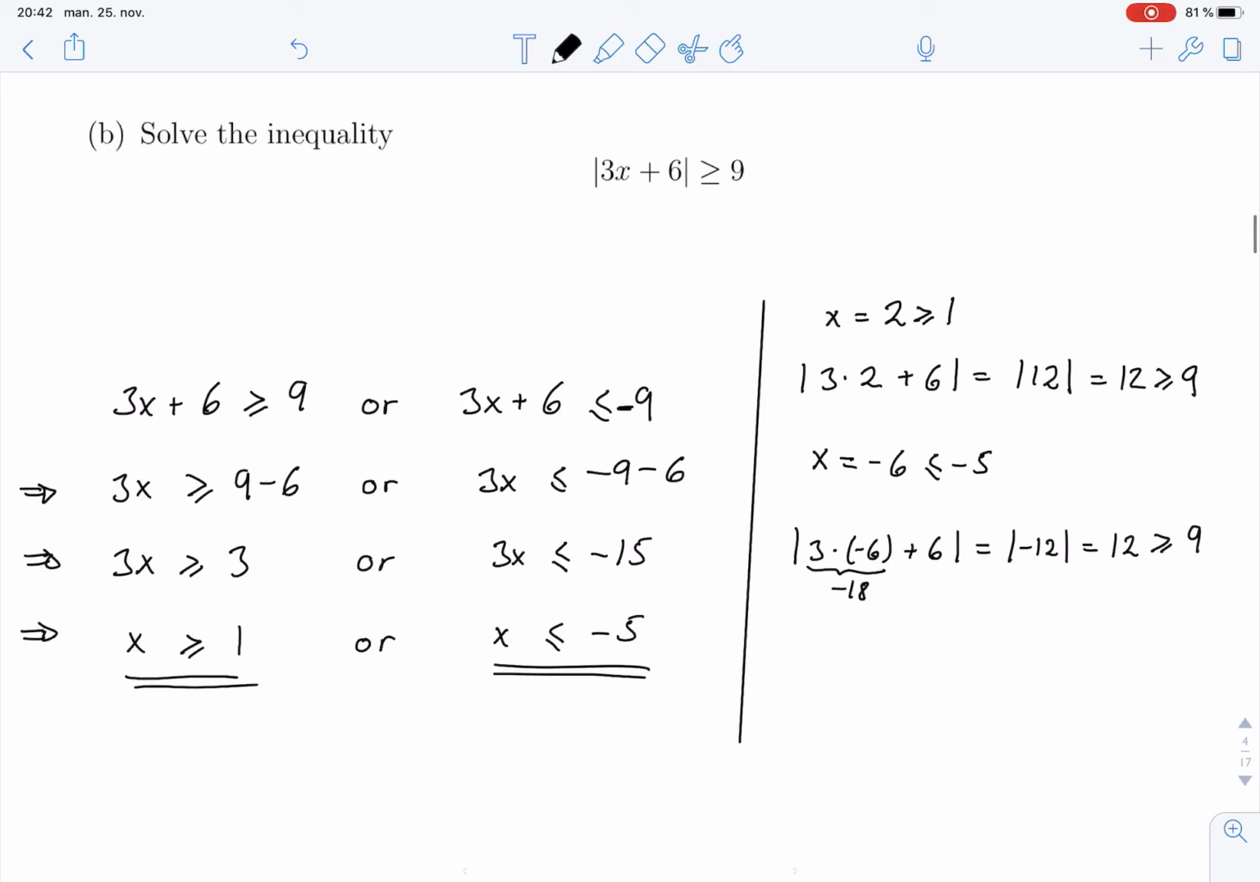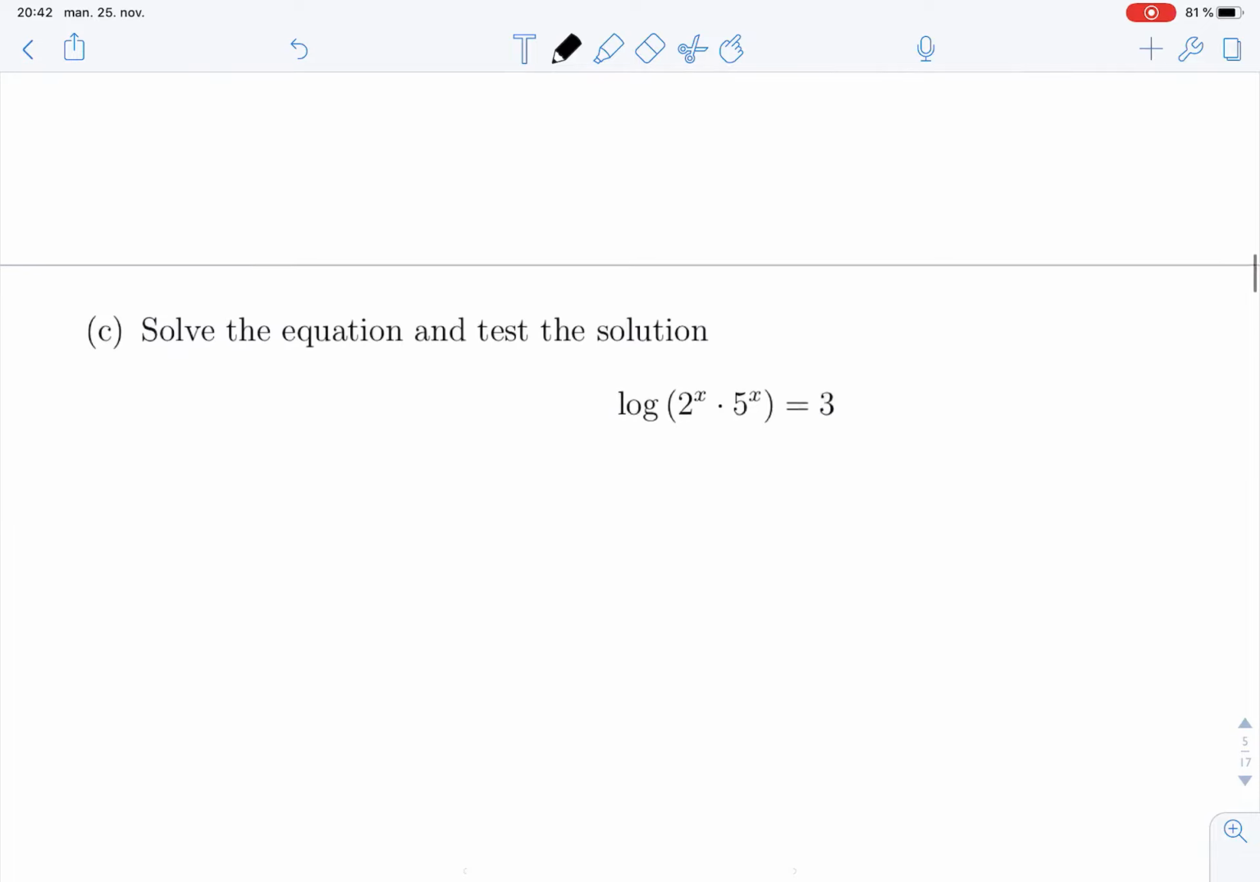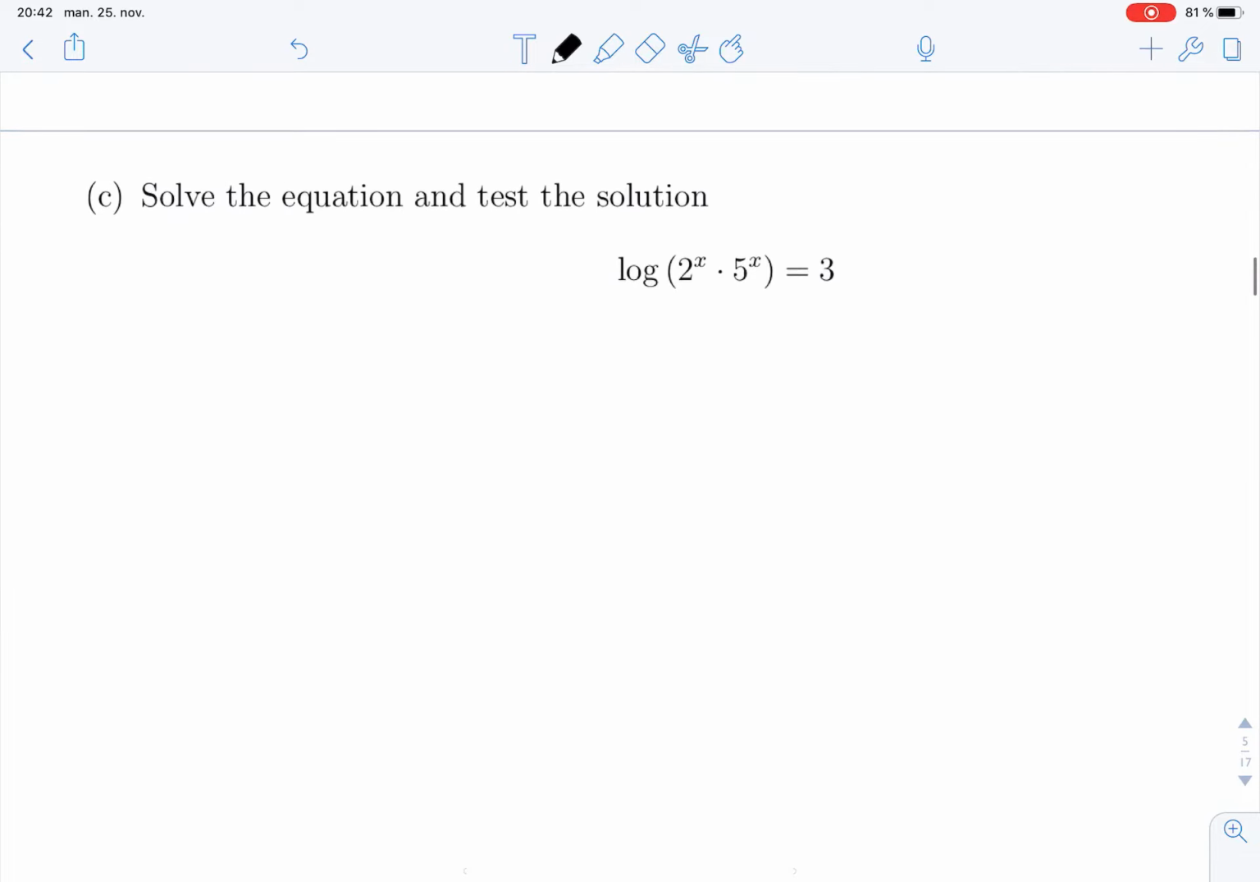If we take something in between, let's say we take x equal to 0, this is not larger than 1 and not less than -5, so it should not work. 3 times 0 plus 6, which is 6, remove the absolute sign, and this is less than 9. So you don't need this on your exam, but just to make sure that you understand the thing about the absolute value. Okay, next sub-assignment.